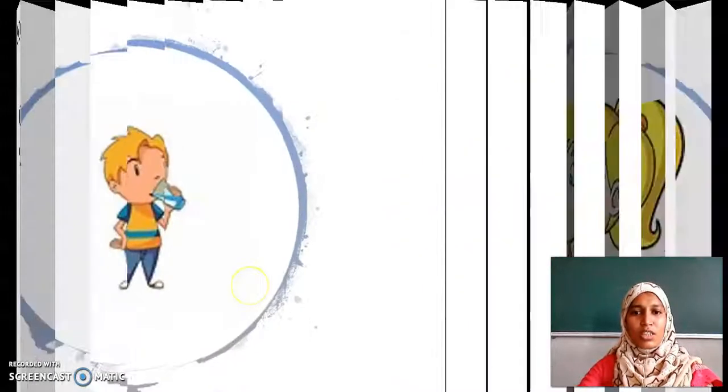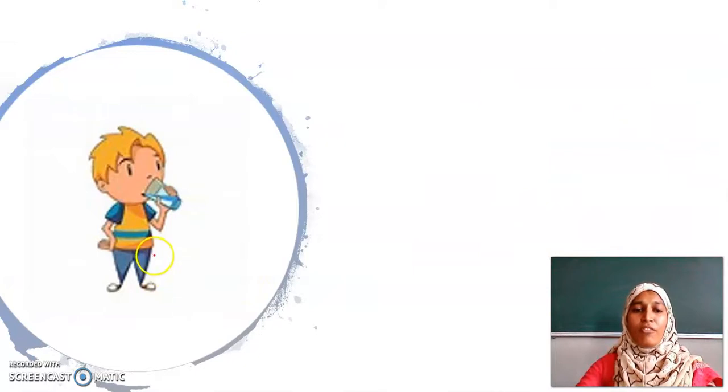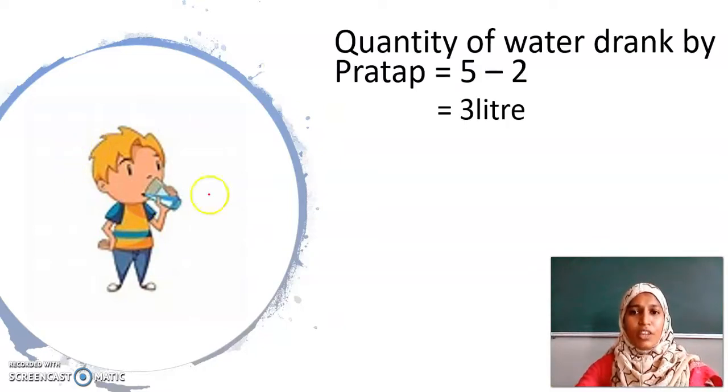Now the next question is, what fraction of water did Pratap drink? Vidya drank 2 liters. So what is the remaining quantity of water? Very good. From 5 I have to subtract 2. I got 3 liters of water. So Pratap drank 3 liters of water. But they asked how many liters of water did Pratap drink?